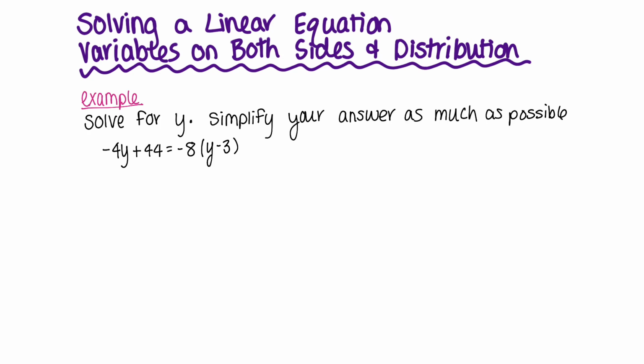So looking at the equation we have, negative 4y plus 44 equals negative 8 times the quantity y minus 3. I like to draw a little wall here so that we know where our equal sign is and we make sure that we're doing something on both sides of the equal sign. We want to start with distribution. So in situations where you're trying to solve for a variable and you have a number that's outside of parentheses, you almost always want to start with just distributing this guy out.